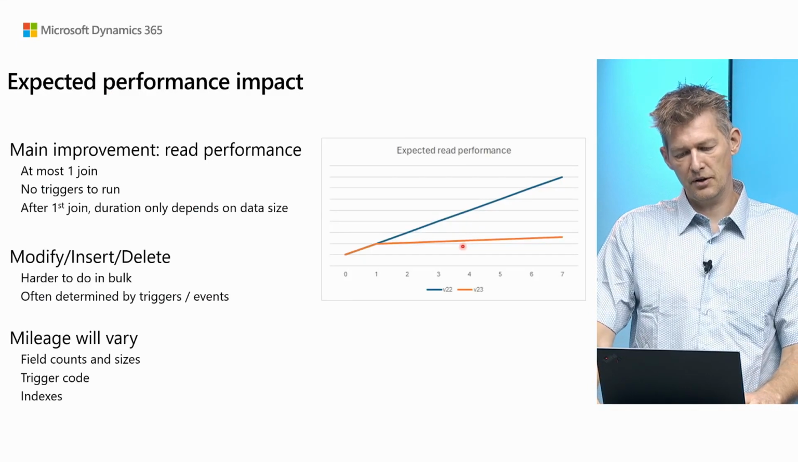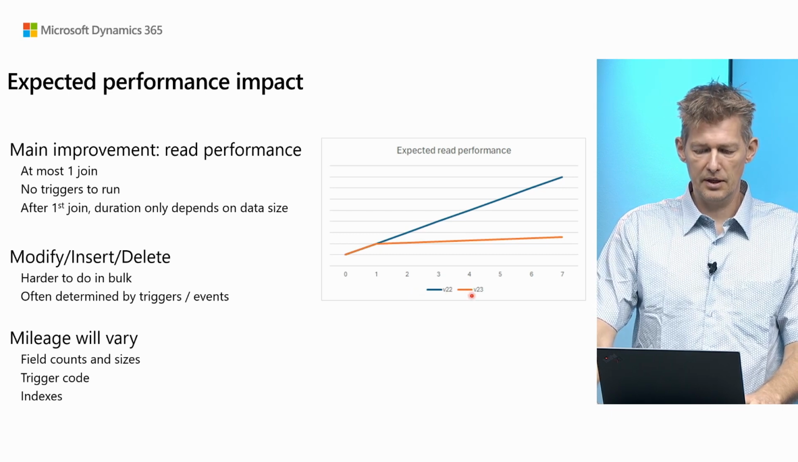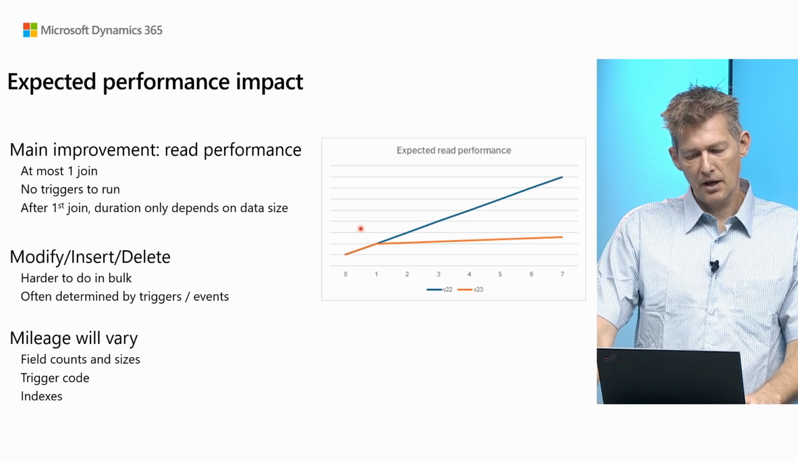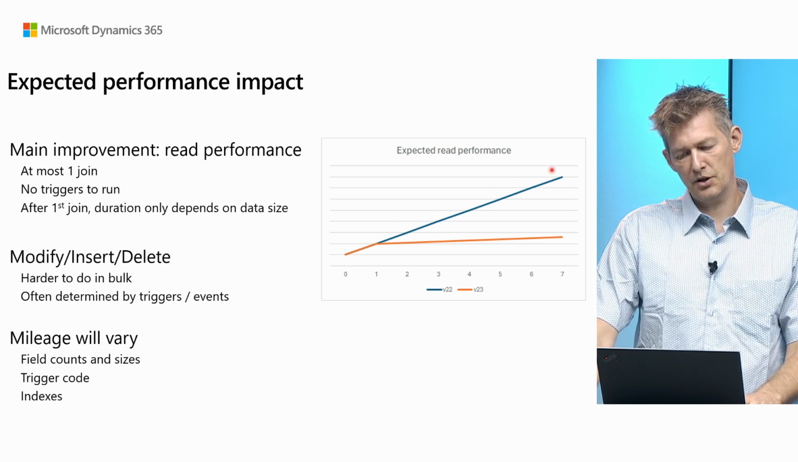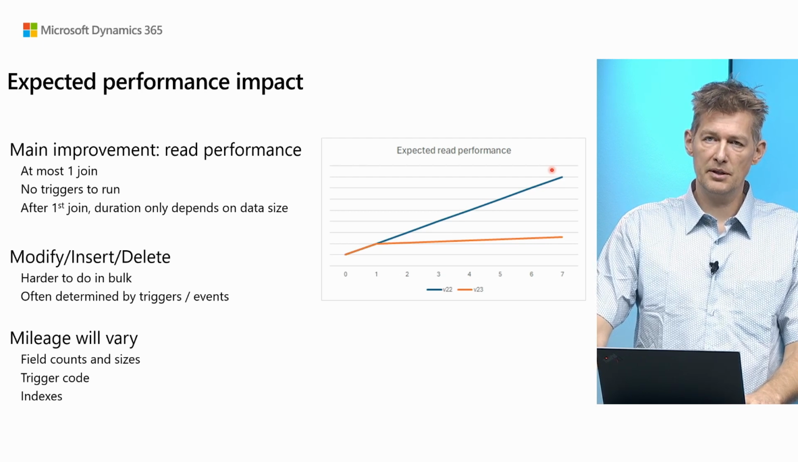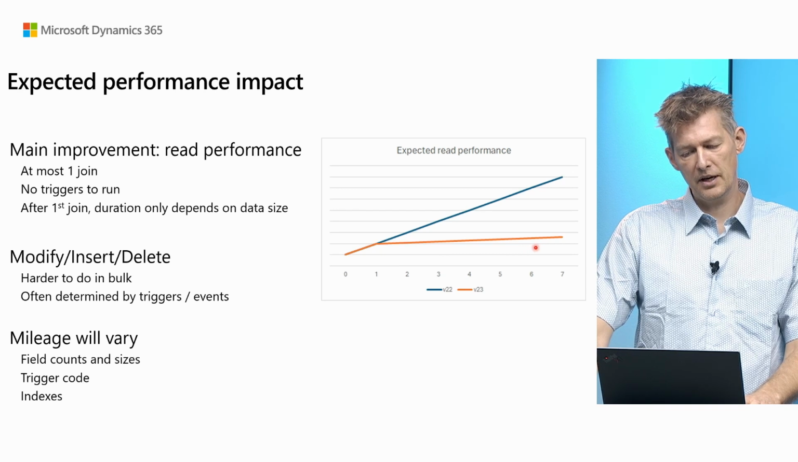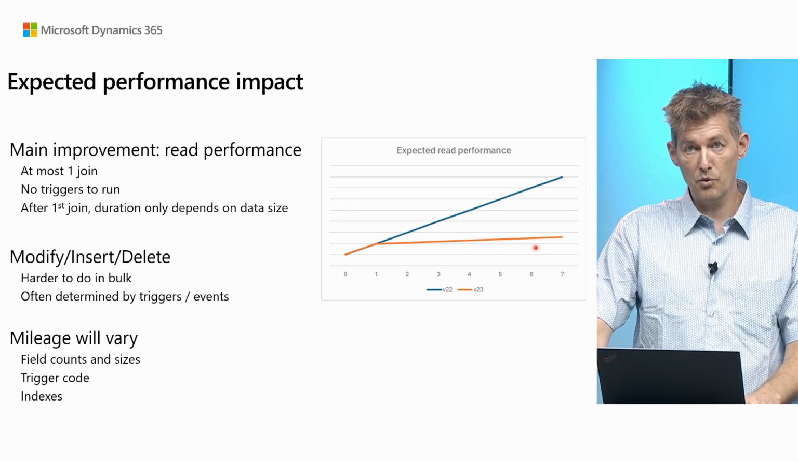So what's the expected performance impact? Let's look at this graph on the right. You can see version 22 is the blue line, and the orange line here is version 23. You can see the read performance simply scales in the old model almost linearly with the number of table extensions, whereas it looks much flatter here for the new model.